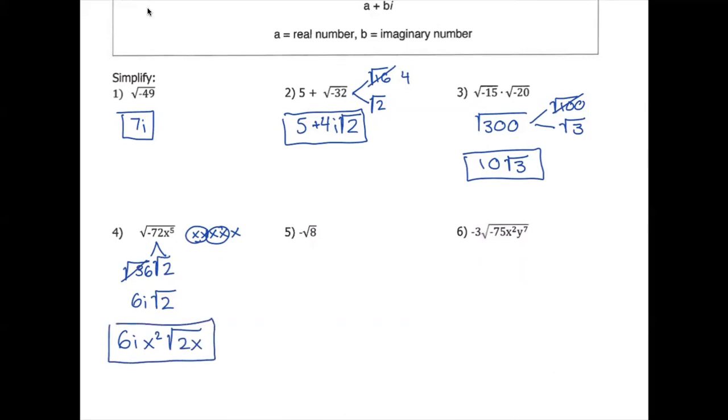All right, number 5, be careful. Notice the negative sign is outside. So it's not going to be imaginary. We know square root of 8 breaks down into square root 4 times square root 2. The square root of 4 is really 2. So the 2 comes out and the 2 stays in. And it's a negative sign on the outside.